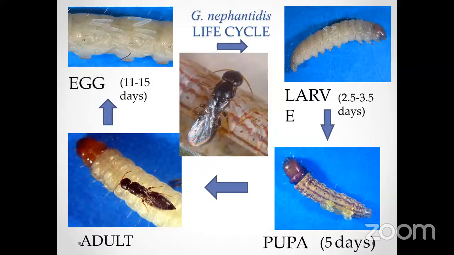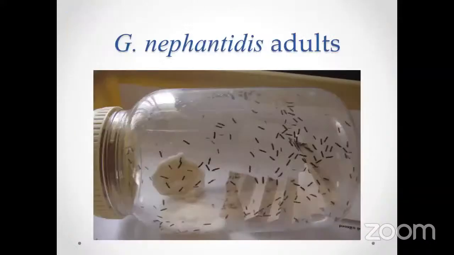So these are the eggs. What you are seeing is the Goniozus nephantidis eggs laid on the host body, and these are the larvae of Goniozus nephantidis. When they grow, the larvae become separated from the host insect, and they form silken cocoons and enter into pupation. The freshly formed pupae are white in color, and there will be some color change before the adult emergence.